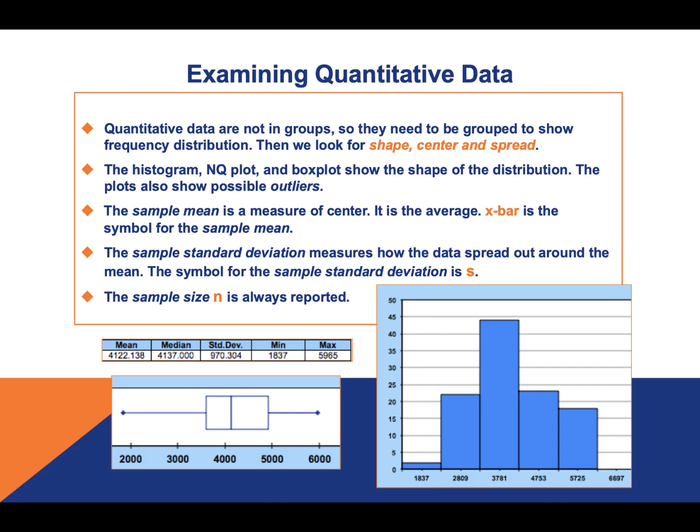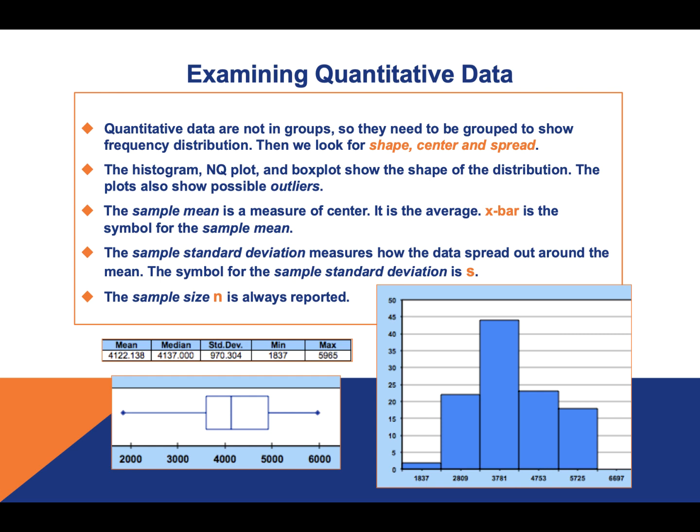Now let's look at quantitative data. When doing a descriptive analysis of a quantitative variable, we're mainly looking for 3 things: shape of the distribution, the center of the distribution, and spread. The histogram, NQ plot, and box plot are 3 tools that we'll use to show shape. These plots also show possible outliers in our sample data.